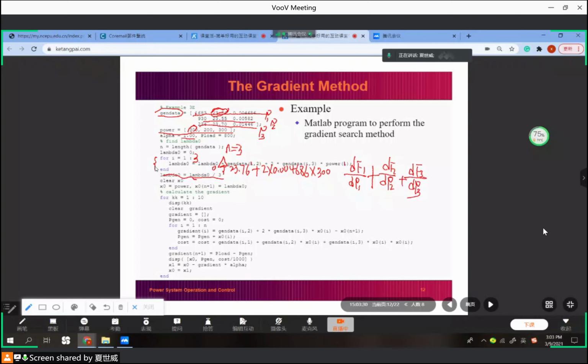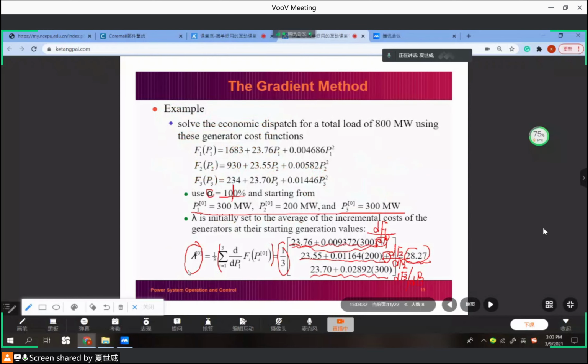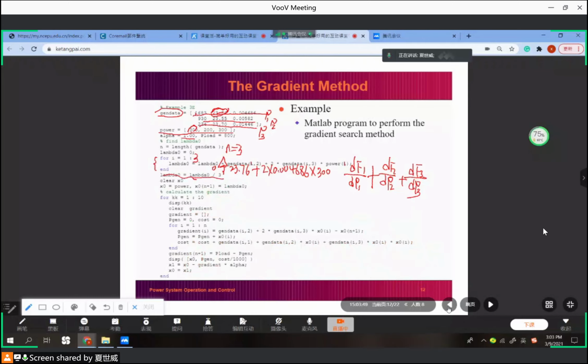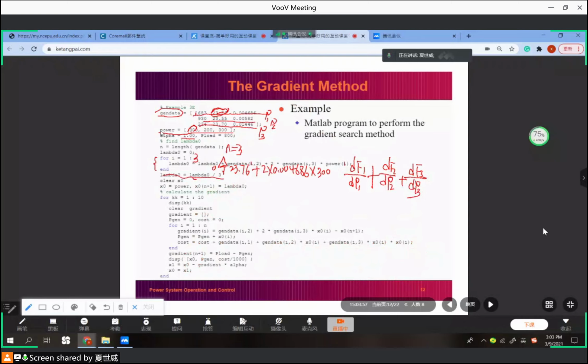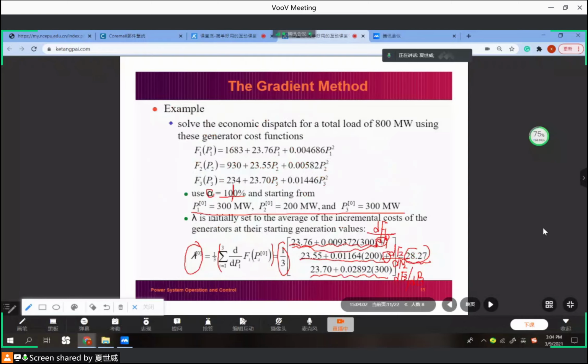So for this part, you just calculate this: df1 over dp1 plus df2 over dp2 plus df3 over dp3, plus and over 3. You will get the initial value of lambda. So until this step, you got lambda 0, and you also have p1 0, p2 0, and p3 0. So until this step, you have prepared the initial value of p and lambda.